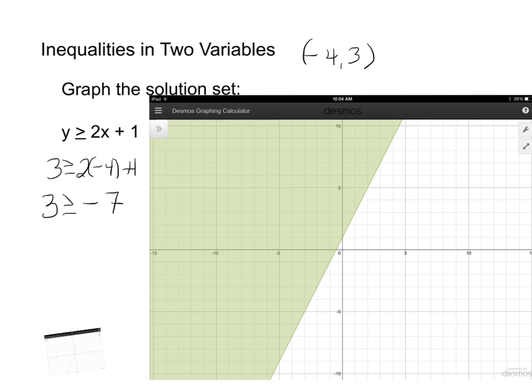What's another point that's part of the solution set? 3 and 0? Well, 3 and 0 is over here in the white part. Negative 3 and 0? If we look at the point 0, 1, that's right on the boundary line. If I test that, 1 is greater than or equal to 2 times 0 plus 1. I get 1 is greater than or equal to 1. Is that true? Yes, it's equal to. So that's what it means when you have that shaded region like that.